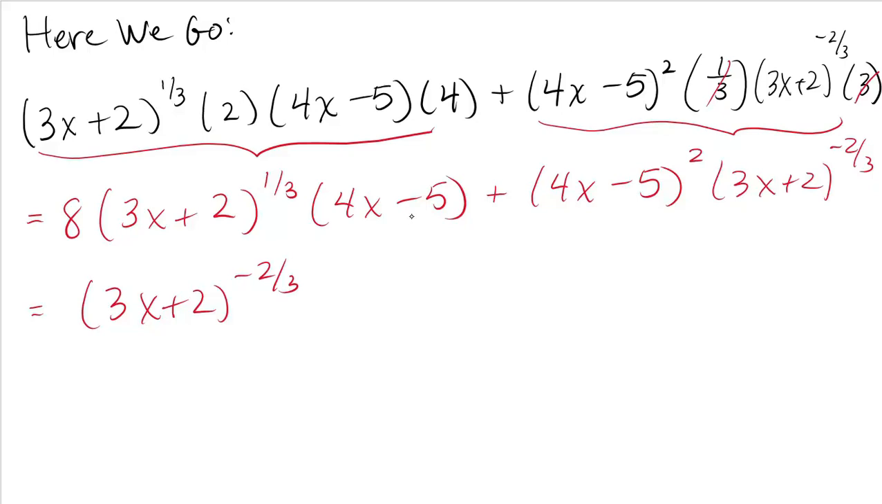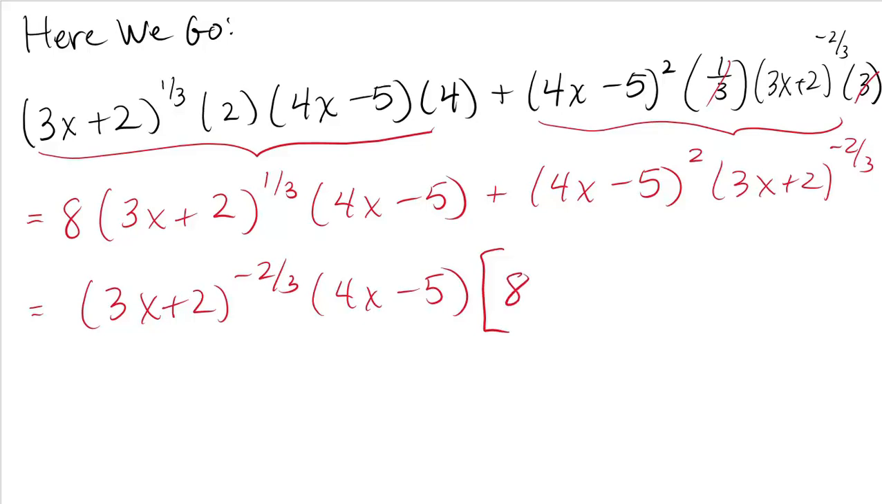The 4x minus 5s are a little more straightforward. There's one copy of 4x minus 5 on the left. There are two copies of 4x minus 5 on the right. I can only pull out one. Now I ask myself, what's left over? Well, there's an 8 left over in the first term.